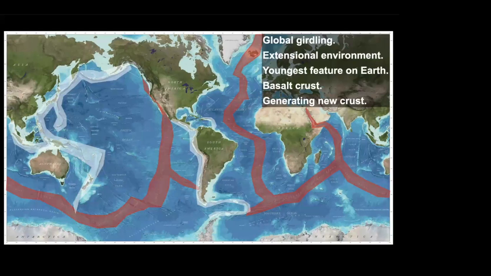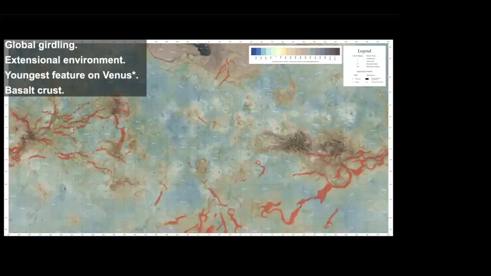Venus has something similar, yet very different. It has this global rift network that is also globe-girdling. It's also an extensional environment. It is also the youngest feature on Venus, with a really important asterisk, and I'll get to that. It also forms in entirely basalt crust.